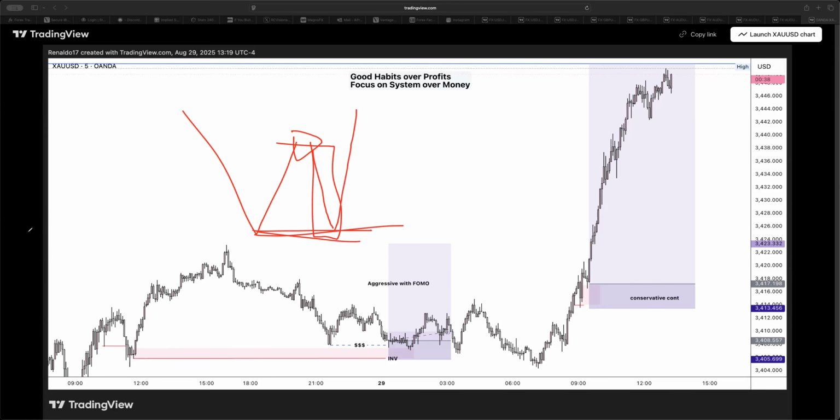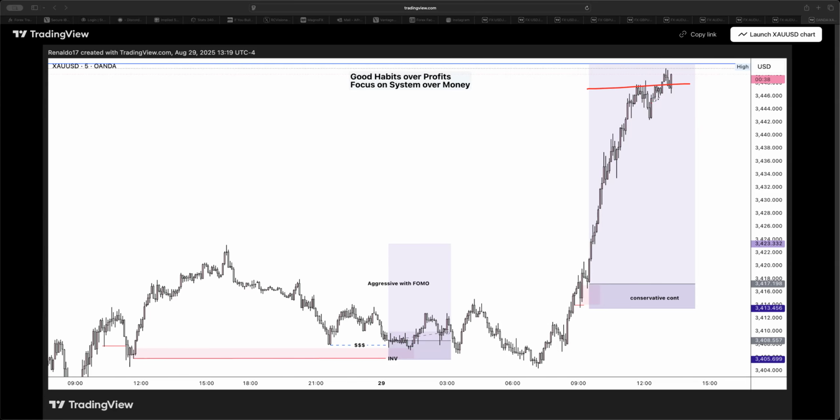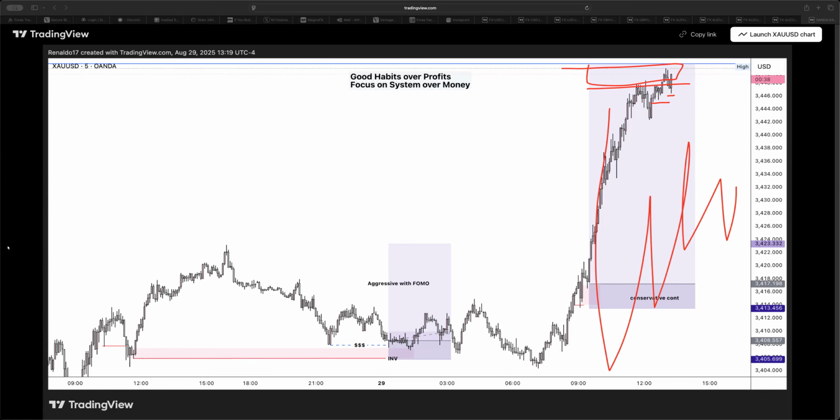That's why I've added this rule over the years. Once I'm, let's say, 85 to 90% of my way through my TP, I'm going to aggressively move my stop, because I'm not going to risk all of this profit just for this little squeeze.